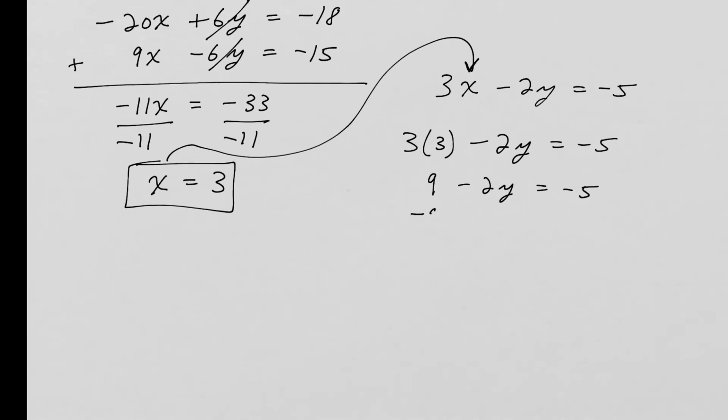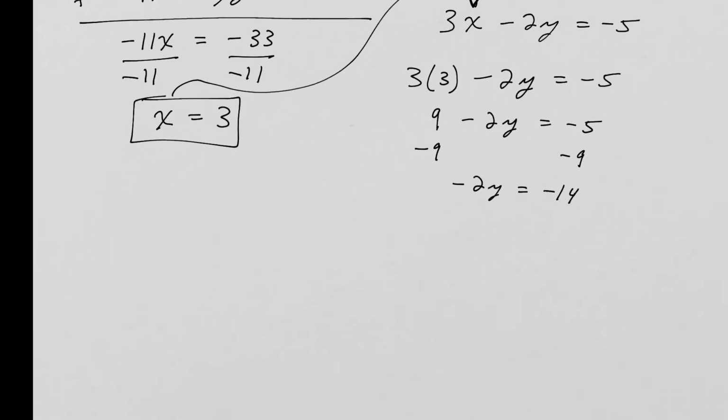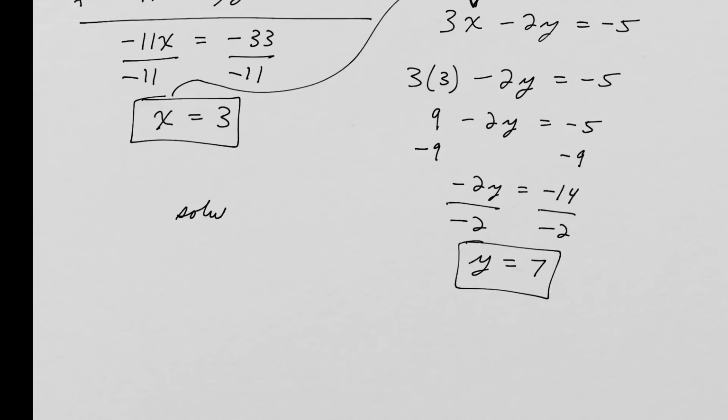And then if I subtract 9 from both sides, I'm going to get negative 2y is equal to negative 14. And then finally, if I divide by negative 2, what's y going to be? Well, negative 14 divided by negative 2 is positive 7. So my solution is x equals 3, y equals 7. If I want to write it as an ordered pair, then I can just write it as (3, 7). So that would be my solution, (3, 7). X equals 3, y equals 7.